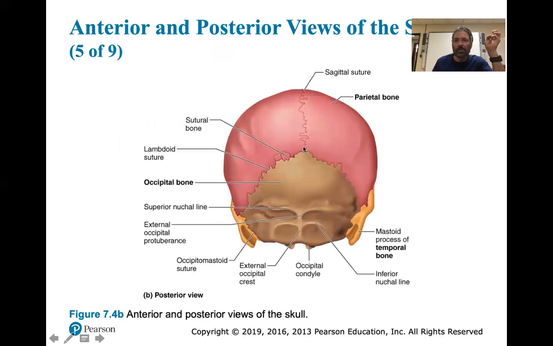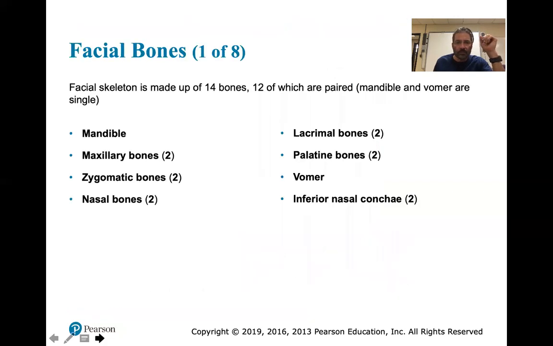Right, so here's a sagittal suture. There's your lambdoidal suture again, caused by the shape. Lambda, occipital bone, superior nuchal line, inferior. Just remember these are attachment sites for ligaments and muscles of the neck and the back part of the neck there.